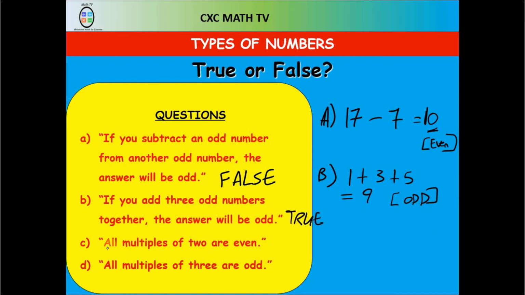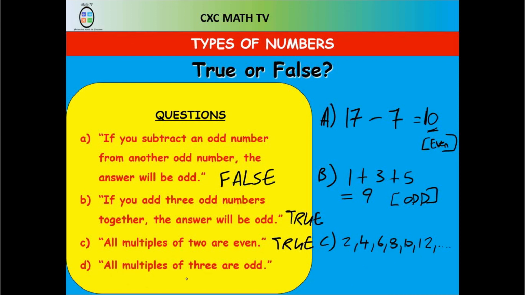Part C. All multiples of 2 are even. Tell me, are all multiples of 2 even? True or false? Absolutely true. All multiples of 2, because multiples of 2 are 2, 4, 6, 8, 10, 12. And they all do what? End with 2, 4, 6, 8, or 0.